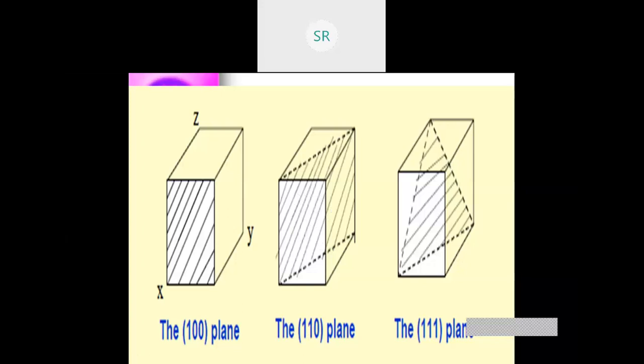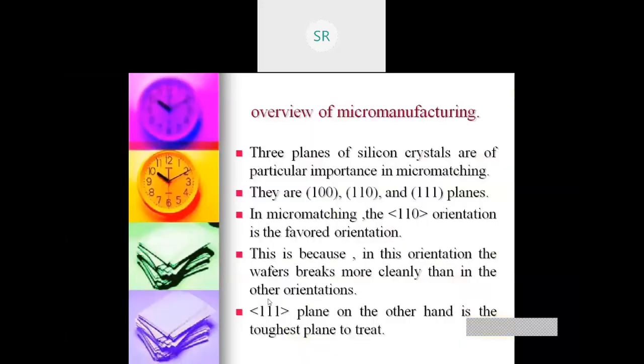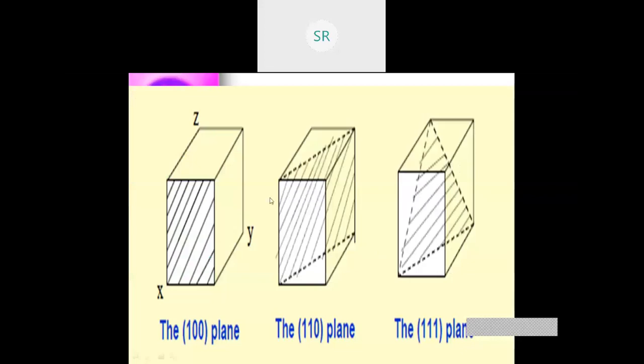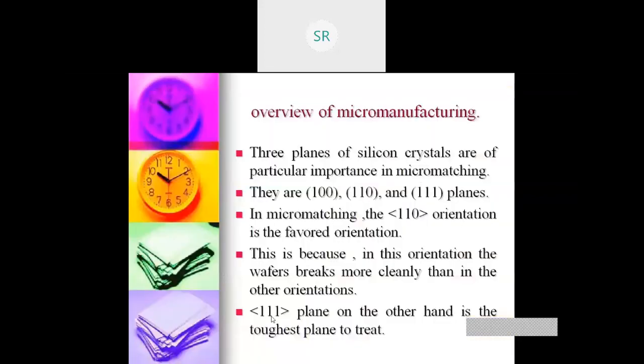Whereas if I take the 100 plane and 111 plane, after etching, each component may not be perfect. So that is why the 110 plane is the most preferable for the etching. And similarly, the 111 plane is the hardest or the toughest plane to treat.